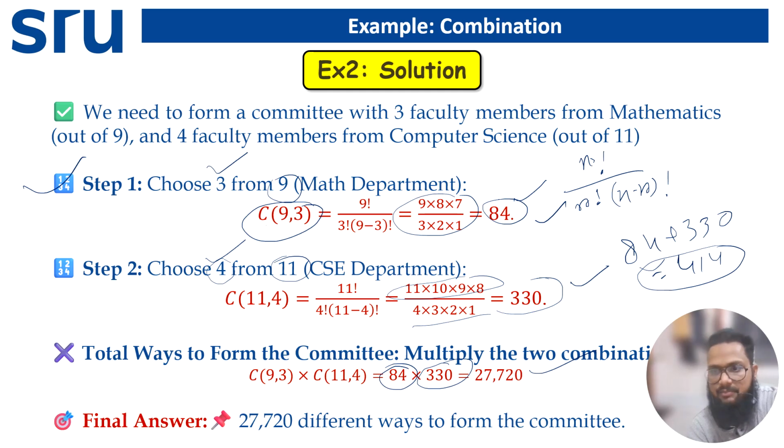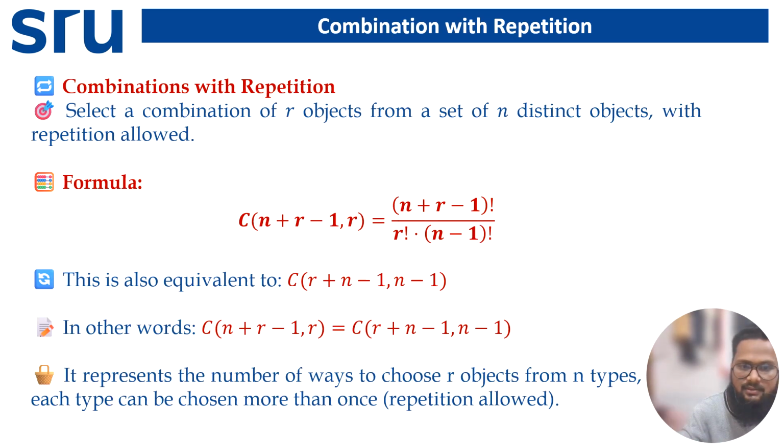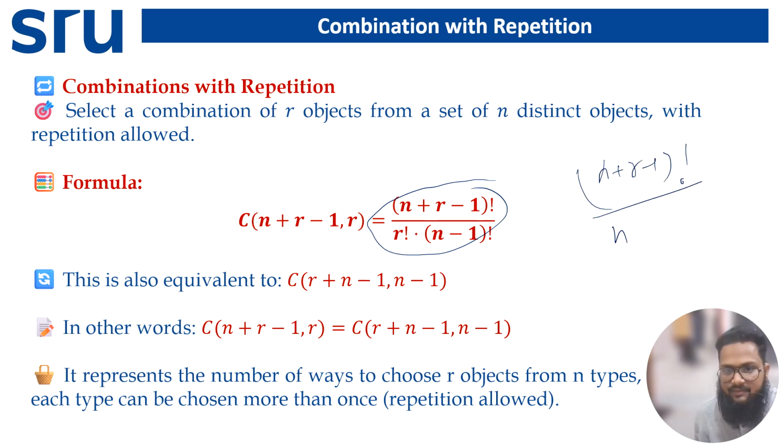So this is another example. Now, that was combination without repetition. The formula for combinations with repetition is this one, please remember it: (n plus r minus 1) factorial divided by r factorial into (n minus 1) factorial. Here it is the same kind of concept, but the elements are repeating.